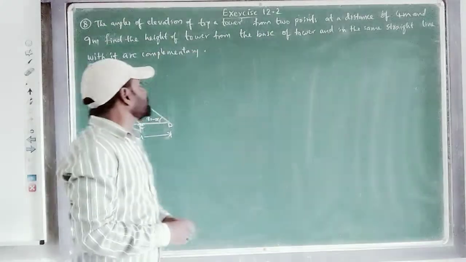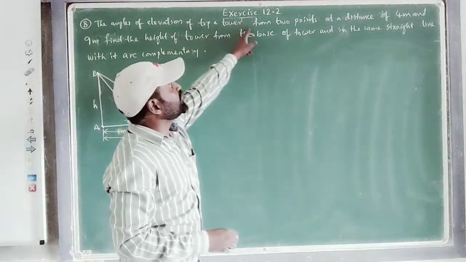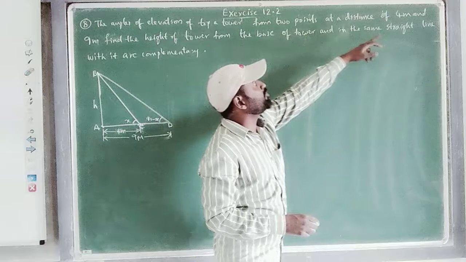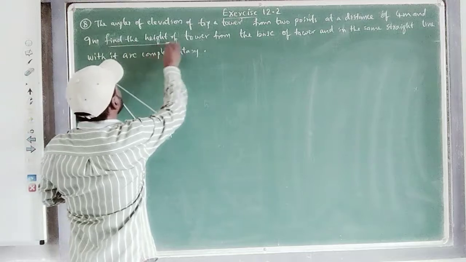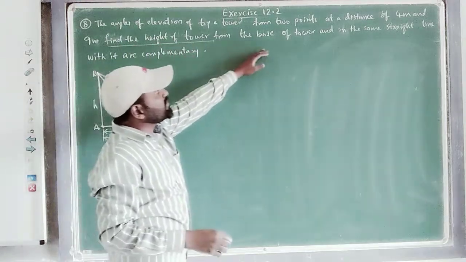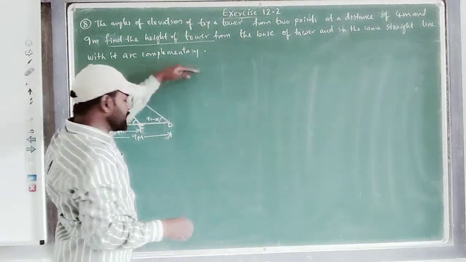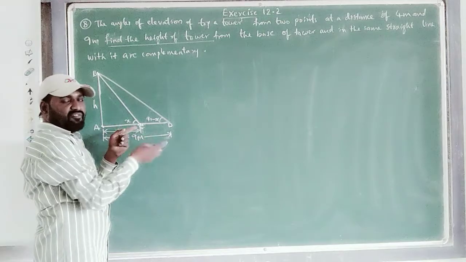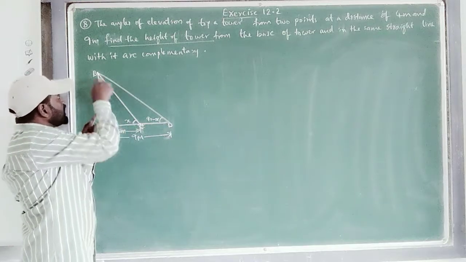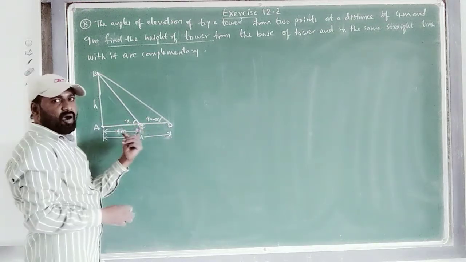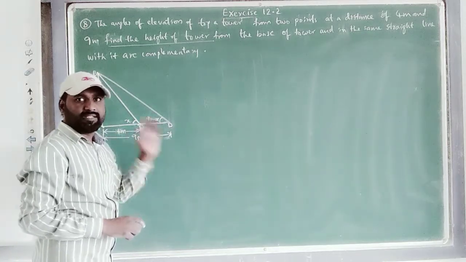So let us find out what we have to find. The angles of elevation of the top of a tower from 2 points at a distance of 4 meters and 9 meters. Find the height of the tower. We have to find this from the base of the tower, and the points are in the same straight line, and the angles are complementary. That means the 2 points are on the same line from where the top of the tower is observed. From point C and point D, it is observed that the angles of elevation are complementary. These 2 points of observation C and D are on the straight line. That is the meaning of the question.